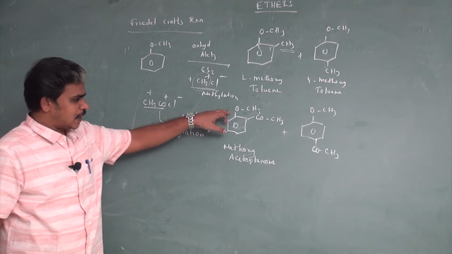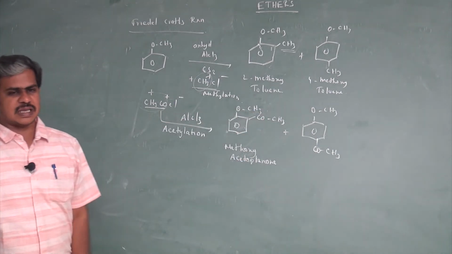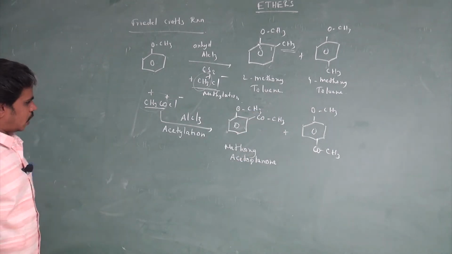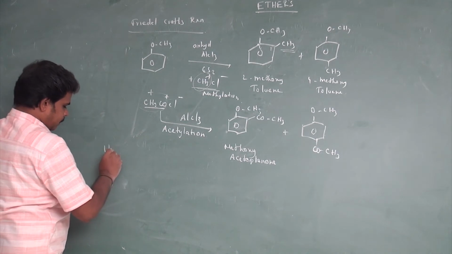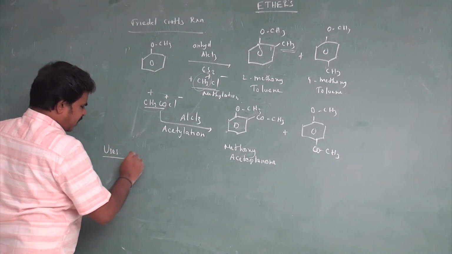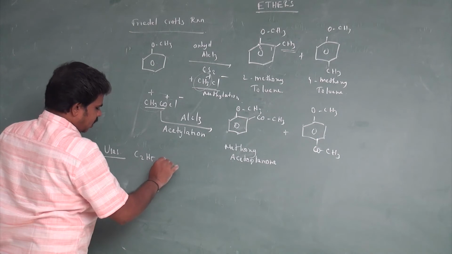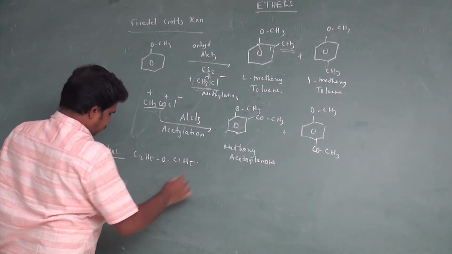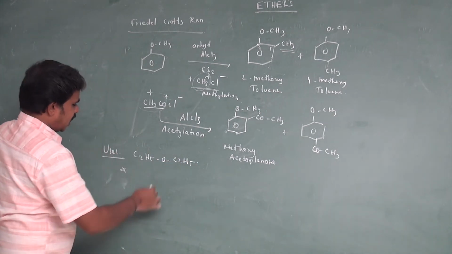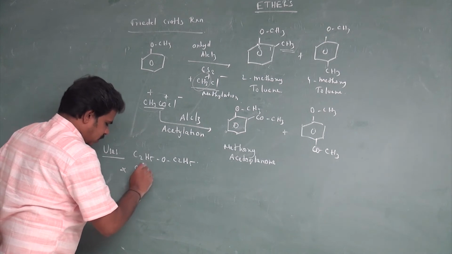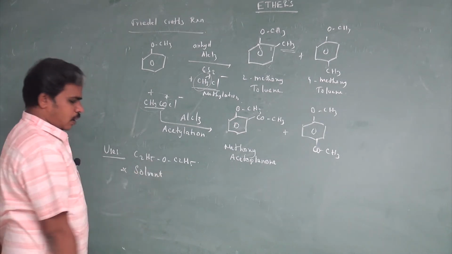Methoxyacetophenone. It is 2-methoxy, and here 4-methoxyacetophenone is the product. Now, what are the uses? Uses of diethyl ether, C2H5-O-C2H5. The first one, it is used as a solvent in organic compounds.